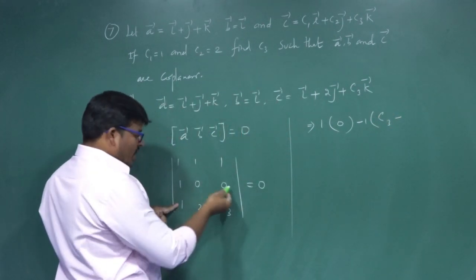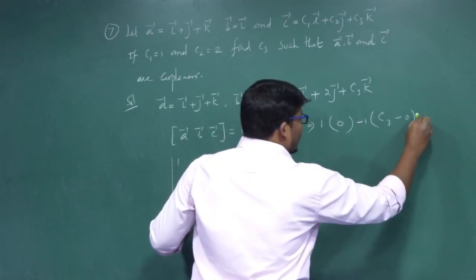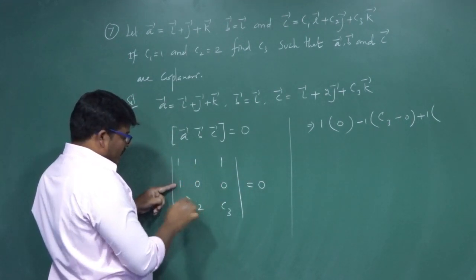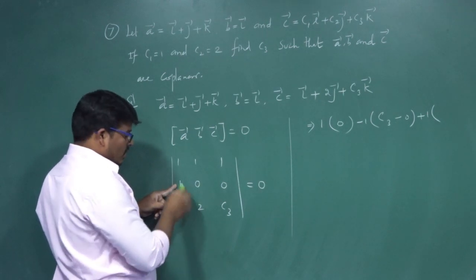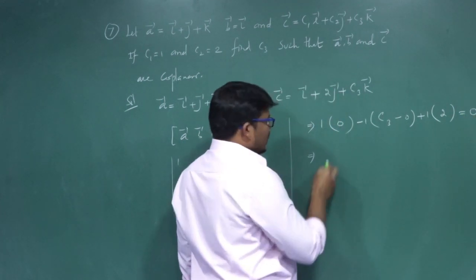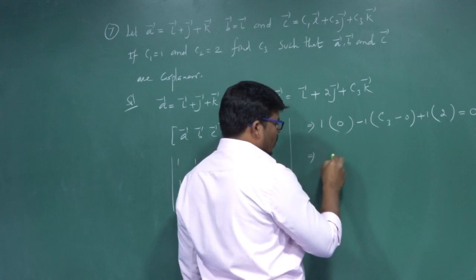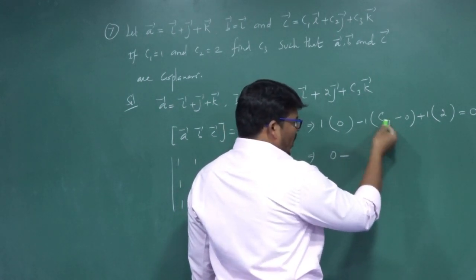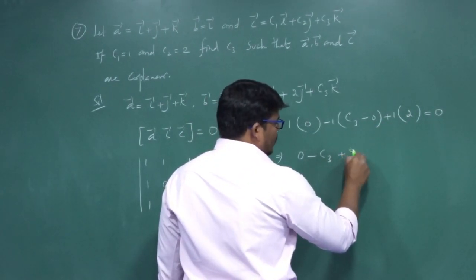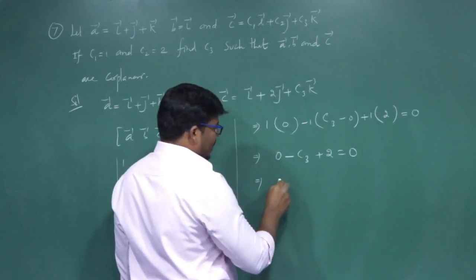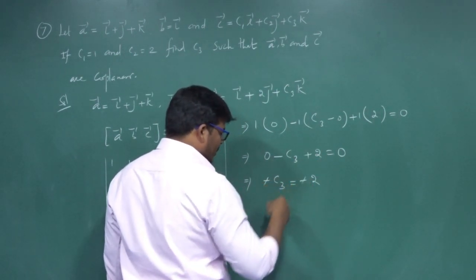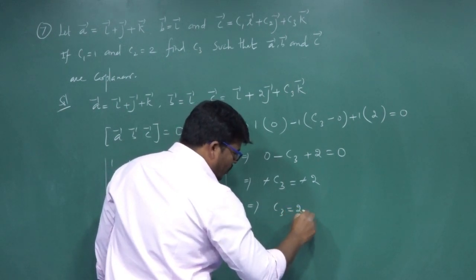Minus 1 into 0 is 0. Next, plus 1, taking the element 1, eliminating its row and column, getting the minor matrix 1, 2, 1 into 2 is 2, minus 1 into 0 is 0, so 2 minus 0 is 2. That is equal to 0. It implies 1 into 0 is 0, minus 1 into c3 is minus c3, plus 2 equal to 0. That implies minus c3 equals minus 2, the minus signs cancel, so c3 equals 2.